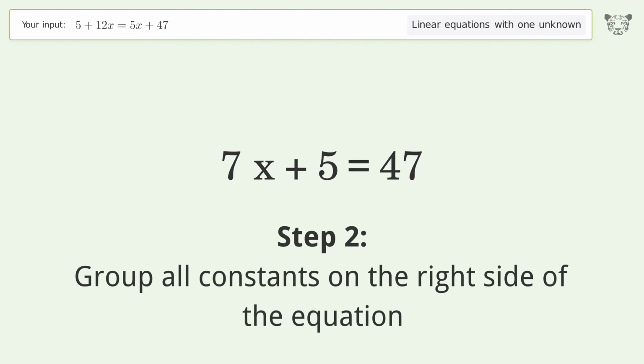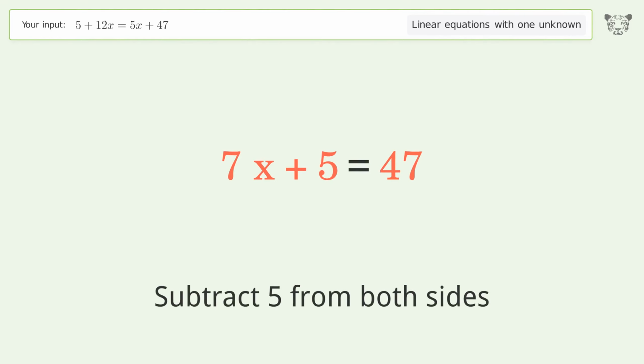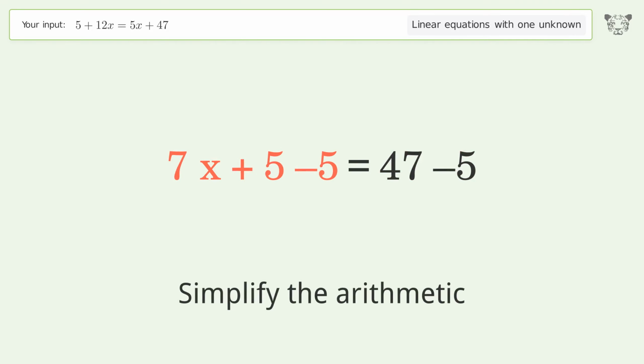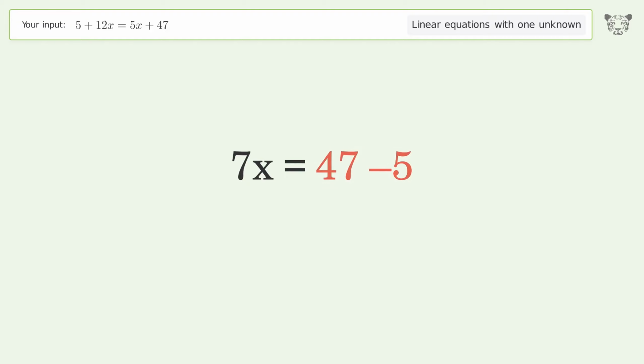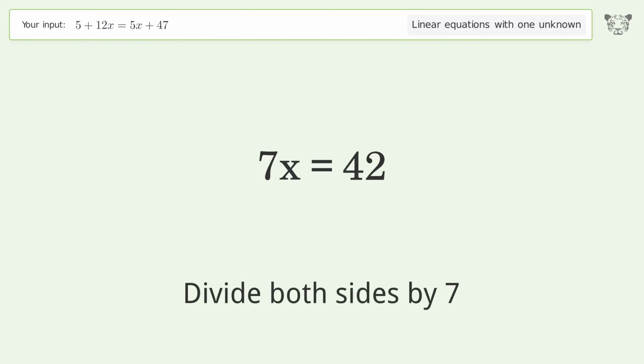Group all constants on the right side of the equation. Subtract 5 from both sides. Simplify the arithmetic. Isolate the x. Divide both sides by 7.